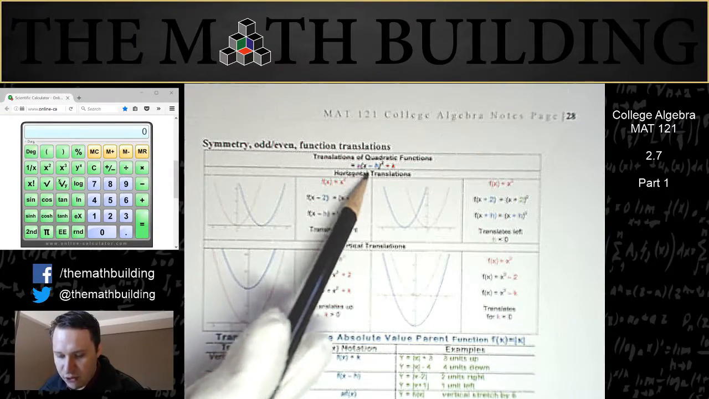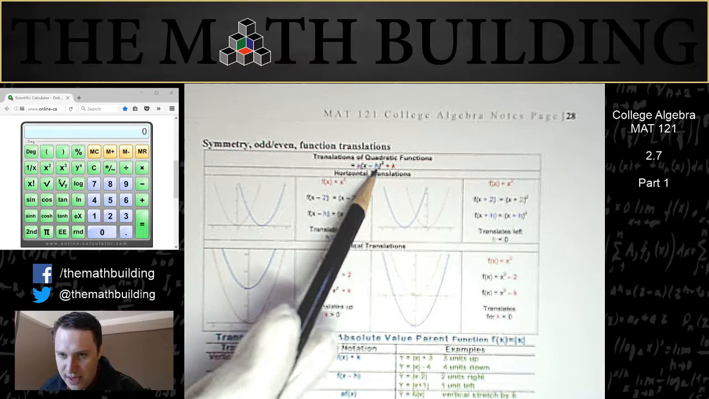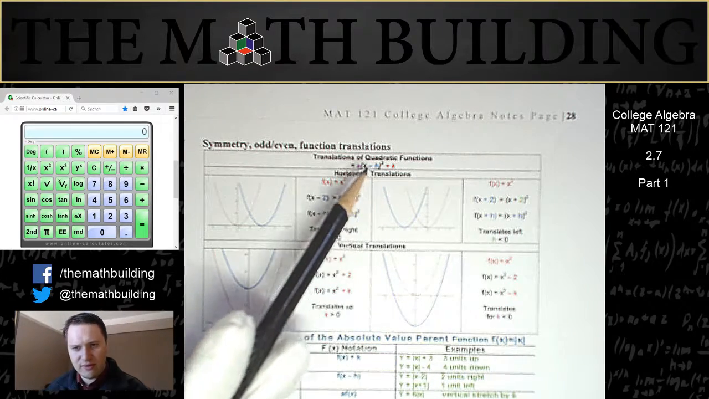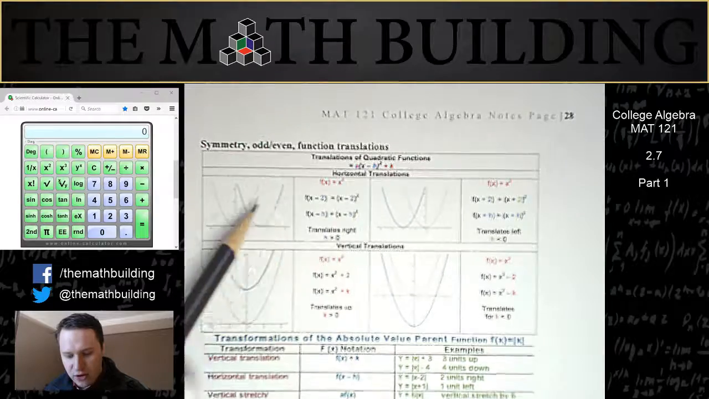This is actually called the vertex form of the graph of a parabola, because you can see the vertex, which would be h comma k. And I know this is a little blurry, but hopefully you can read it on your page. So we're going to see how we can move this function around.